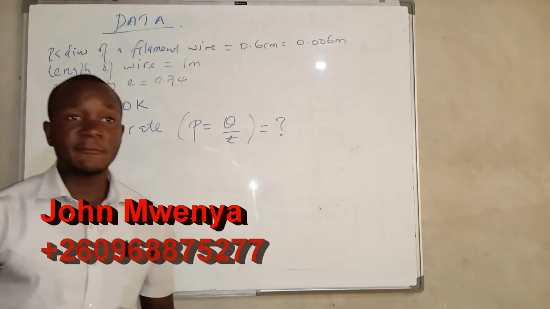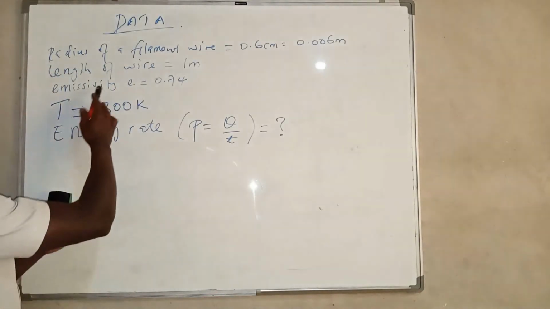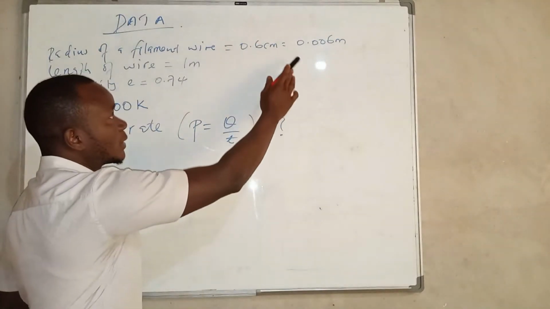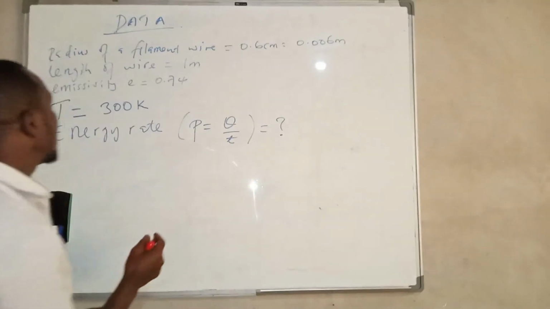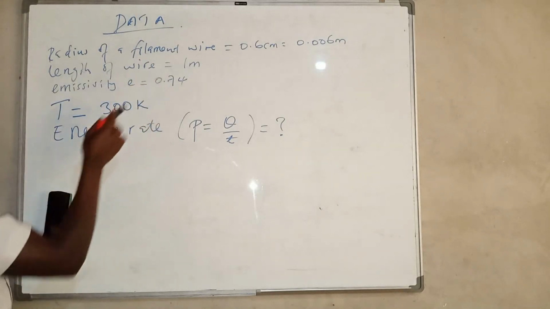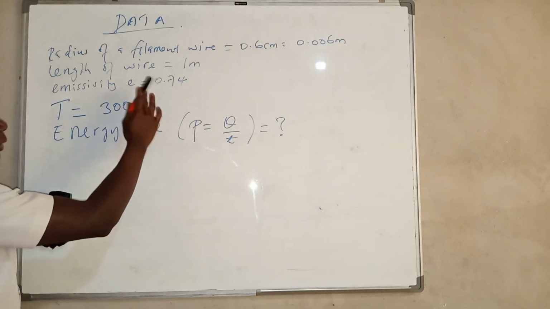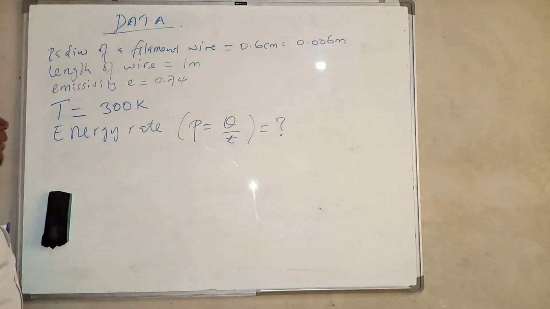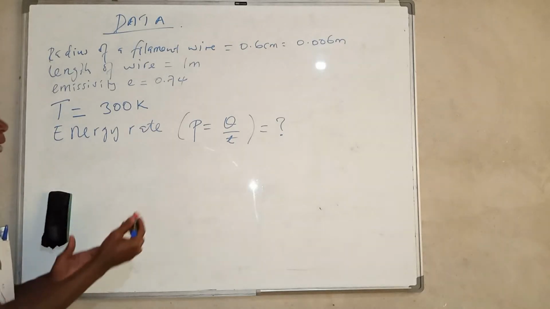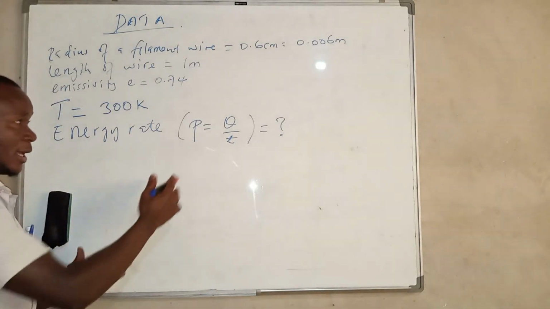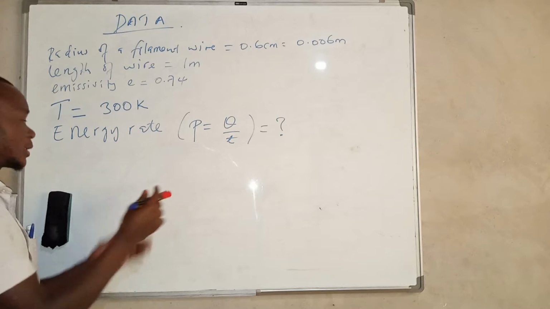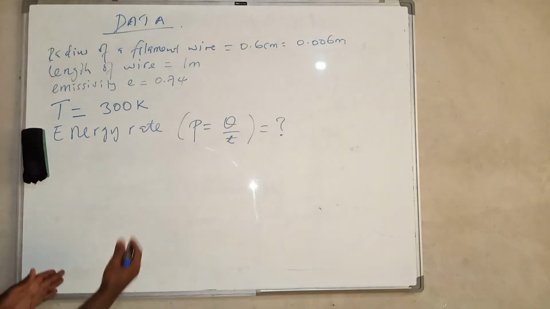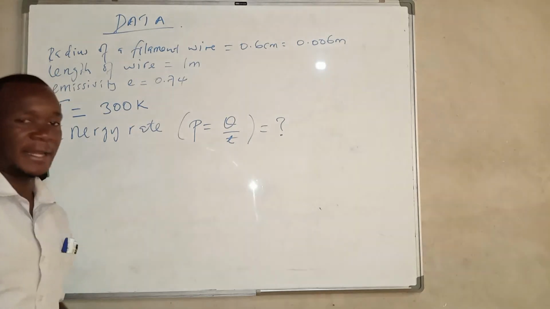So here the data we've been given is a radius of a filament wire, which is 0.06 centimeters, which can be converted to 0.006 meters. Then the length of a wire, which is 1 meter. The emissivity is 0.74. The temperature given is 300 Kelvin, and the energy rate is what we need to find, and that is just the power. The energy rate, the rate at which the energy flows, is power. So that is what we're going to find here.